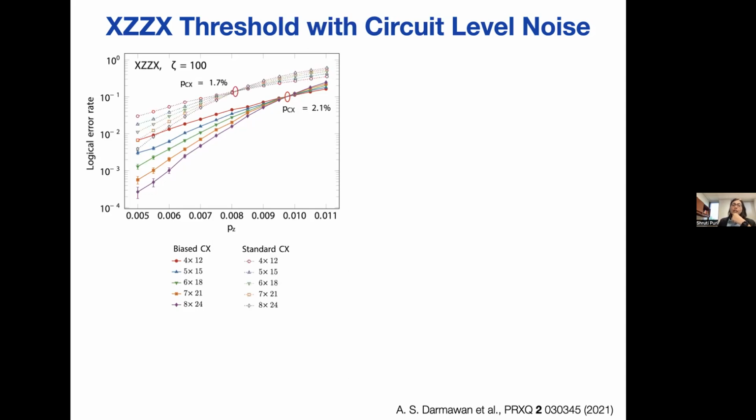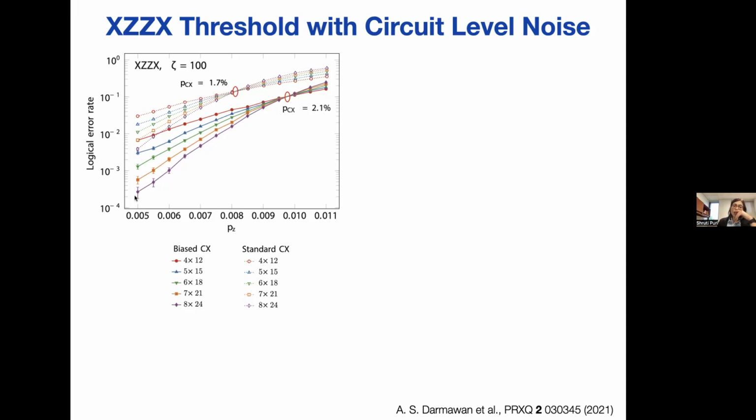Now, if you had actually used a standard CNOT gate, in which 25% of Z errors are converted to Y errors, then the threshold decreases to about 1.7%. But the difference between 1.7% and 2.1% is not really that much, and so this might not excite you. However, having a small change in the threshold can make a big impact on the logical error rate.